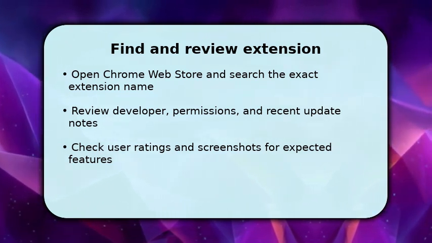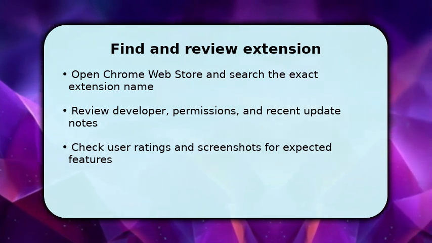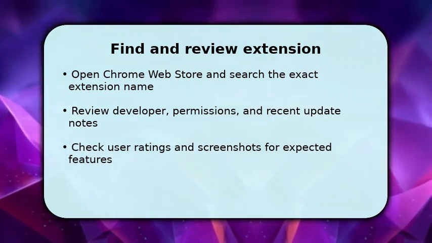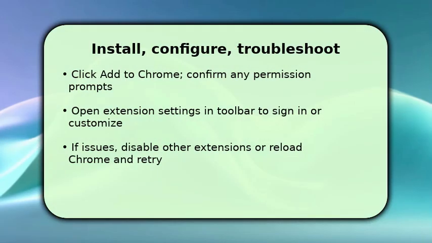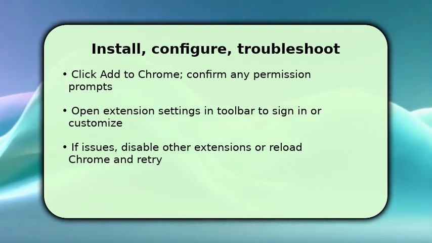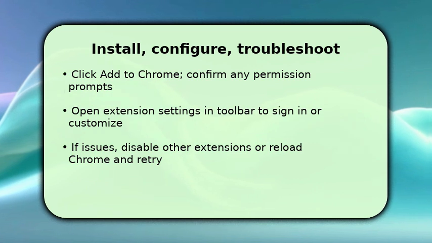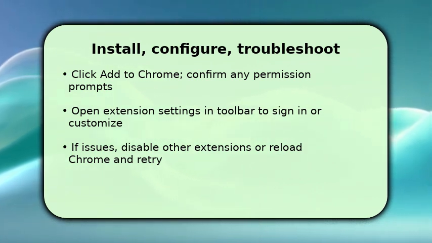This pre-step reduces surprises and ensures the extension is legitimate. You complete installation by accepting permission prompts and watching for the extension icon to appear in the toolbar. Click the icon to sign in, grant any Gmail access, and adjust settings like notifications or shortcuts. Once configured, test by composing or opening an email to verify behavior.